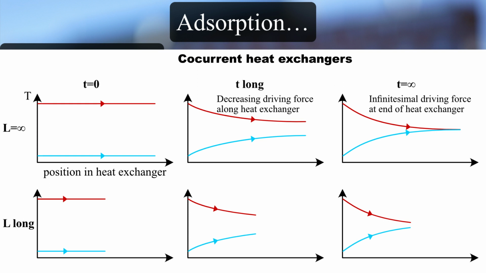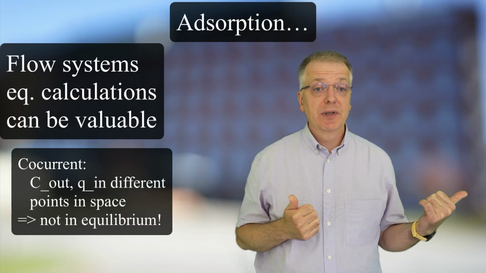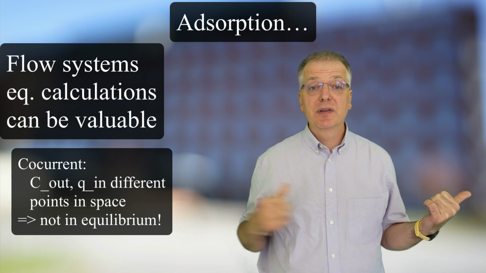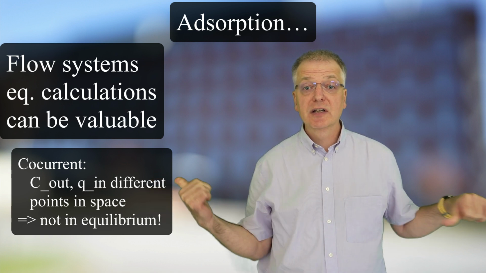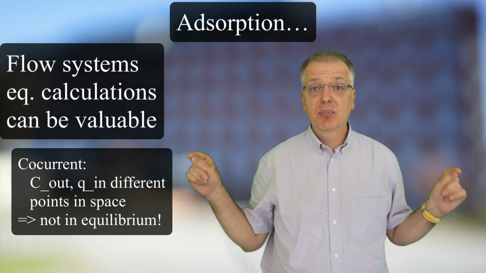This is similar to the temperatures we can achieve in an infinitely long cocurrent heat exchanger, assuming no heat losses. In a cocurrent heat exchanger, the temperature of the hot medium and the temperature of the cold medium approach the same temperature. Note that in cocurrent flow, the outgoing liquid cannot be in equilibrium with the incoming adsorbent, or vice versa, since the concentrations exist in different points in space.